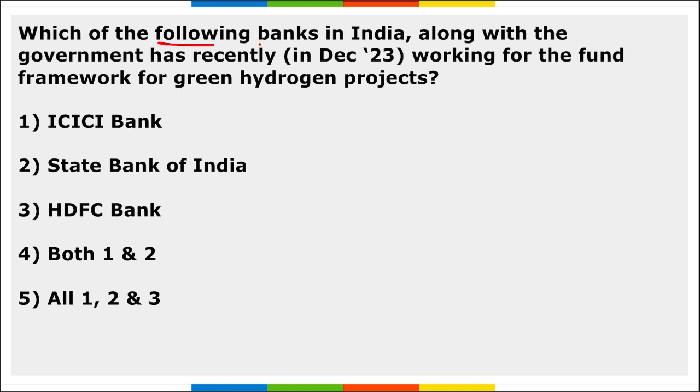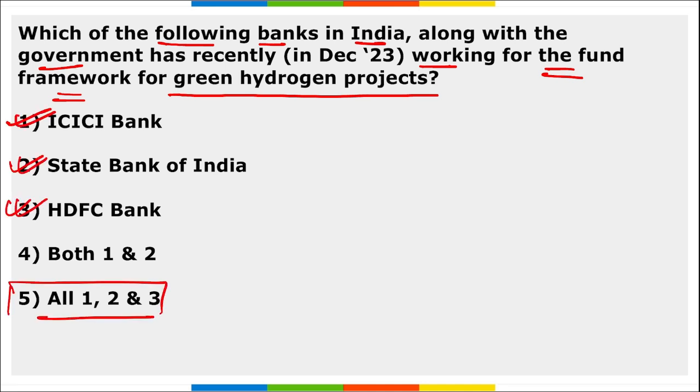Next, which of the following banks in India along with the government has recently been working on the fund framework for green hydrogen projects? So which of the following banks? So remember all these three banks: ICICI Bank, SBI Bank and HDFC Bank. They all three have been working along with the government on the fund framework for green hydrogen projects.